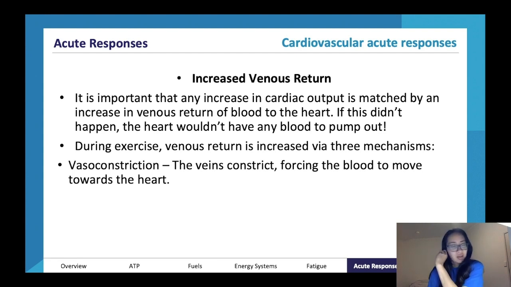You don't even really think about this until you study it. But yeah, we need to ensure that that blood returns back to the heart. There are three main mechanisms. One of them is vasoconstriction. Veins can constrict, and this forces the blood to move towards the heart. So veins kind of stiffen a little bit, and that forces the blood to go back toward the heart.